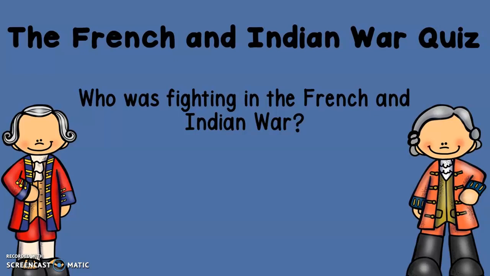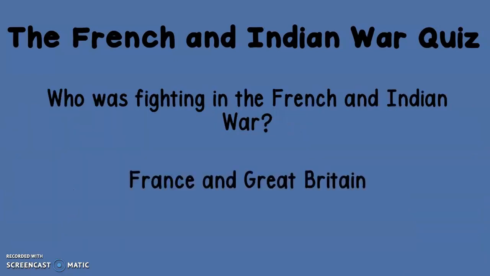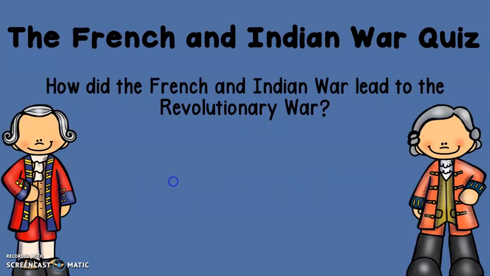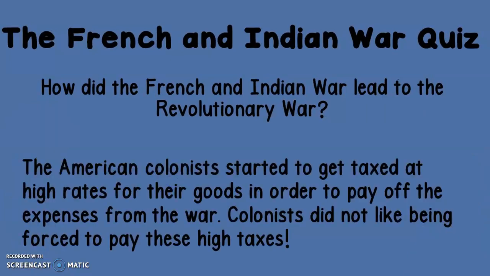So, who was fighting in the French and Indian War? Think about that for a second. It was France and Great Britain. And how did the French and Indian War lead to the Revolutionary War? Think about what we just said about who the war was between and what it led to and why Britain had to do certain things. The American colonists started to pay higher taxes because they had to help Britain pay off the war, and they did not like being forced to pay those taxes.